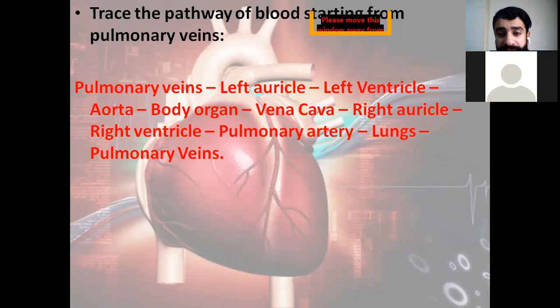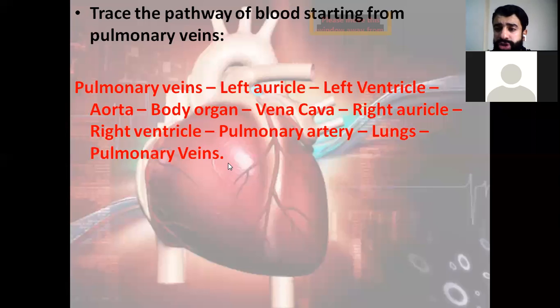the pulmonary vein. Here, if we started from the pulmonary vein, we have to end with the pulmonary vein. But if they ask you to start from the left auricle, we have to start with the left auricle and go back into the left auricle. So the one I started with, I have to end with. This is the pathway. You have to study it in order. So you have to pay attention.